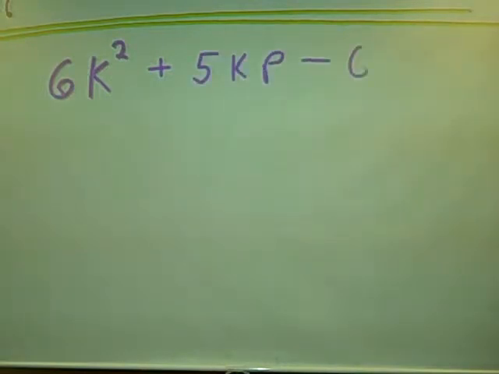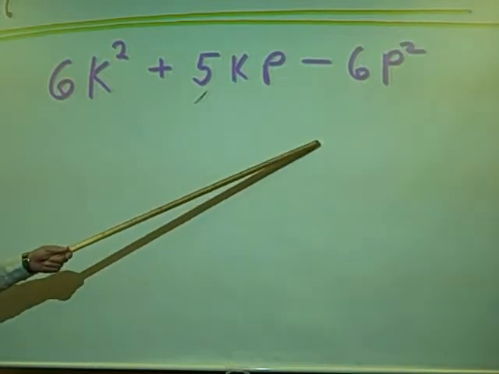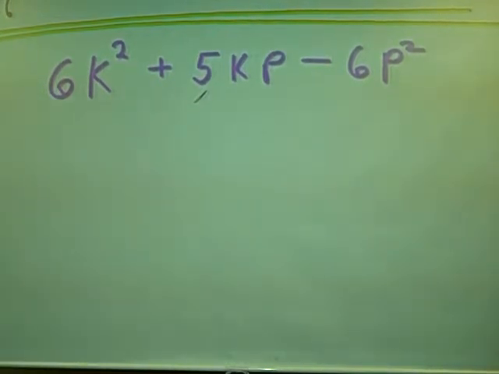Alright, let's try this, and then we'll take a break. 6k squared plus 5kp minus 6p squared. Okay. First of all, do we have a common factor? No, we don't, but you want to check it.